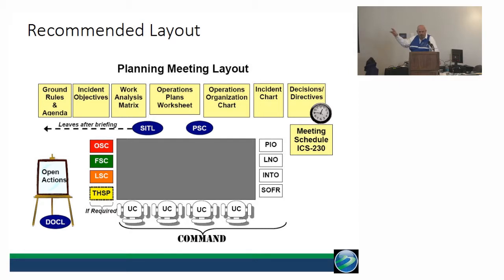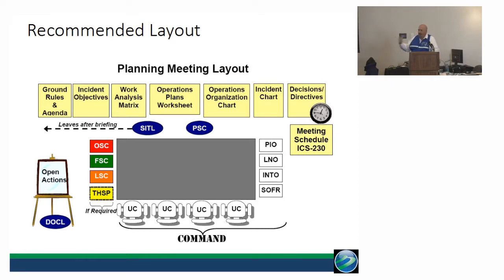But again, on the walls, you've got your ground rules and agenda. You've got your incident objectives that are going to be listed up there so that everybody knows exactly what we're working towards. The work analysis matrix and the operations plans worksheet, the 234 and the 215. A lot of times you'll get some unified commanders who don't have a clue what any of that stuff is. It's just a jumble of words and numbers and everything, but it looks good that, hey, you're doing something, and they can say, okay, yeah, I can follow that. Whether they can or not, it's irrelevant.